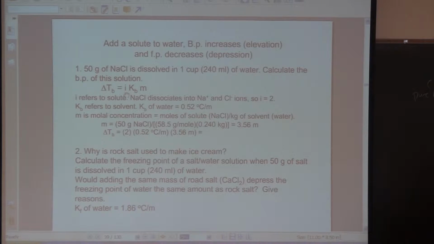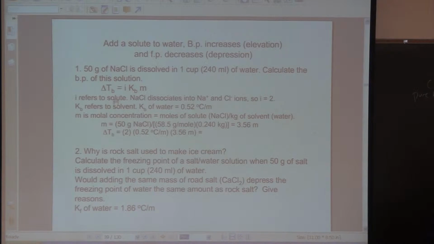So this will be the formula that's used. Delta TB, which is the boiling point elevation, equals i, which is the van't Hoff factor, times Kb, which is the boiling point elevation constant, times m, which is the molality of the solution. Again, i refers to the solute. Sodium chloride dissociates into 2 ions, a sodium ion and a chloride ion, so that means the i value equals 2. For a molecular compound, the i value equals 1. For an ionic compound, the i value is going to be equal to the number of ions that the ionic compound dissociates into.